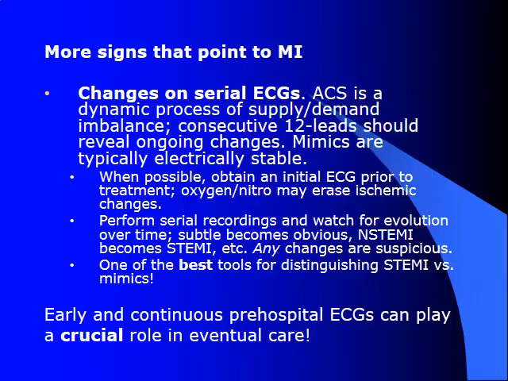My rule of thumb whenever I'm operating on a truck is every time I do a set of vital signs, I'm taking another 12 lead. Every time I do a treatment, I do another 12 lead. I usually take a lot of 12 leads on my chest pain patients. Continuous and early pre-hospital 12 leads can play a crucial role in the eventual care this patient is going to receive.